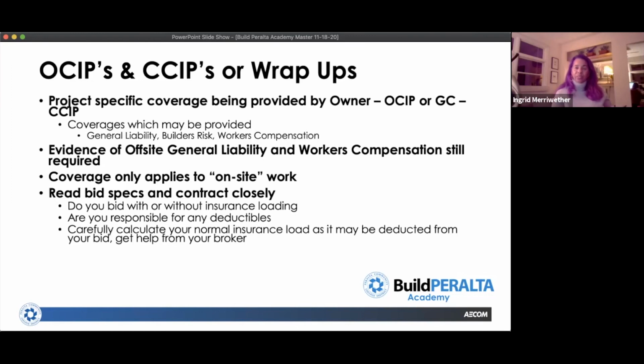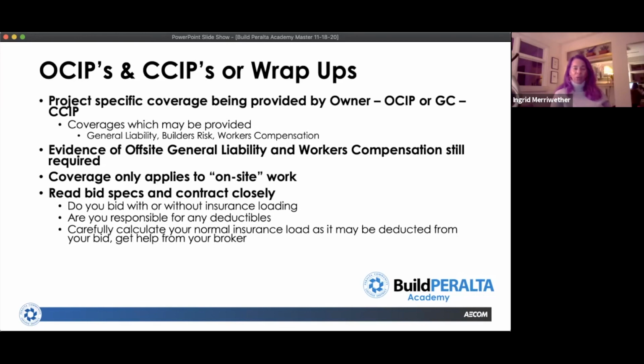So that's one reason. And then the other is the coverage under the OCIP or CCIP is just for on-site work. So if you were doing some type of metal fabrication off-site and then bringing it on-site, it's only going to cover on-site work. So you would have to show you have off-site coverage if the scope of your work happens to include something that's actually done off-site.